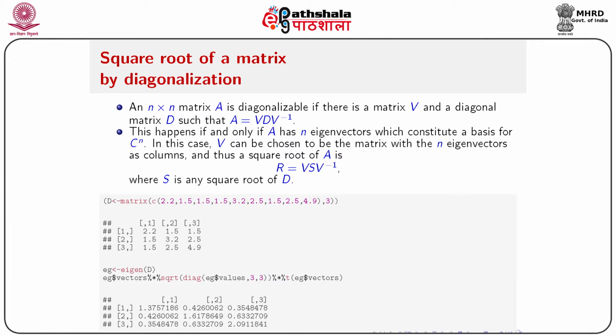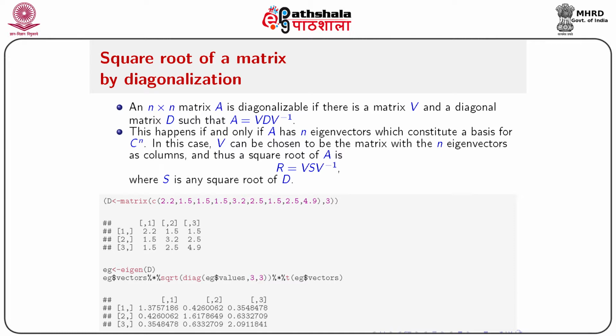Suppose D is a matrix, a three by three matrix. Then the eigenvalues and eigenvectors can be generated by eigen within brackets D. If you pass the result as EG, then EG vectors times the square root of the diagonal of EG values, that is the eigenvalues as a 3 by 3 diagonal matrix, and then the transpose of the eigenvectors. And if you are confused, you can just display one part separately.